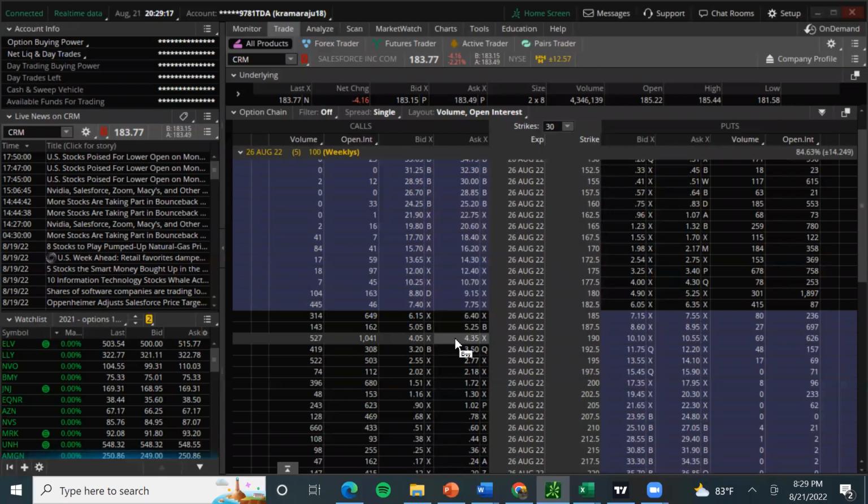So if I am buying 2 contracts, and if the stock is not moving to 190 by Friday, if it is not moving at all, then that entire $840 I am paying is a loss, right? Instead of that, I am using a lot of investment and I am just going in one direction.